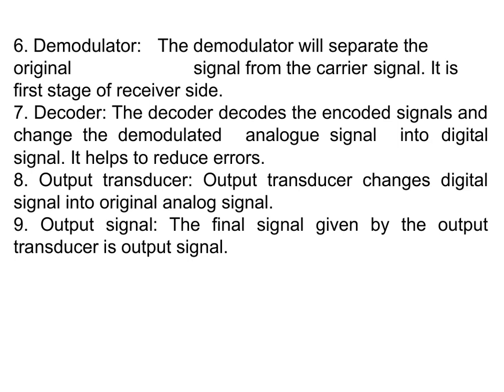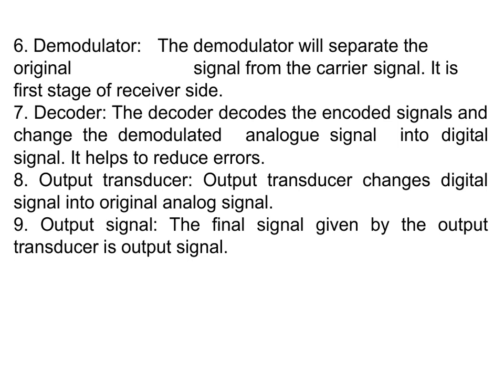Next, we have the decoder. Once the signal is demodulated, it's often encoded to protect against errors during transmission. The decoder takes this encoded signal and converts it back into a usable form. It also plays a key role in reducing errors, ensuring the data we receive is as accurate as possible. This step is vital for maintaining high-quality communication, especially over long distances.